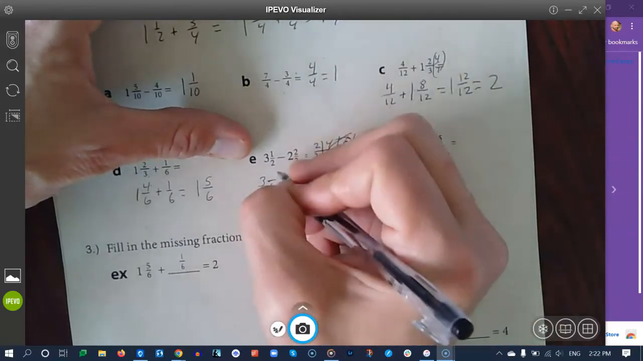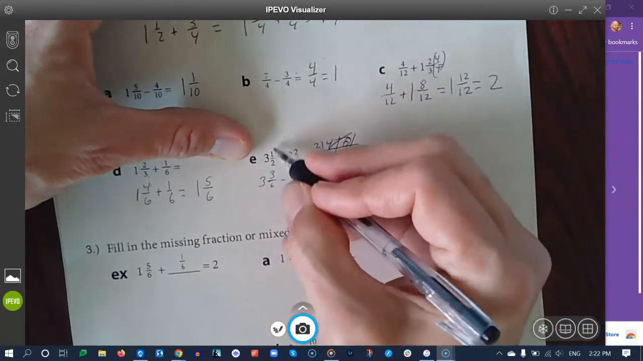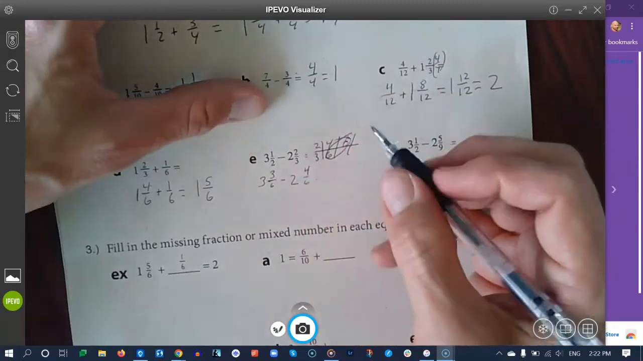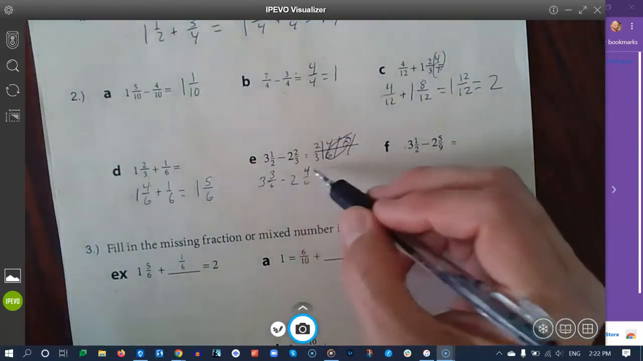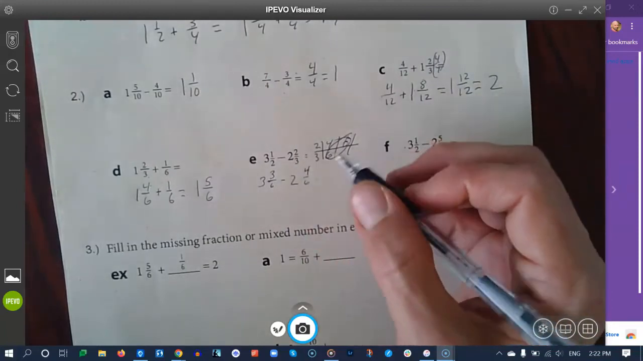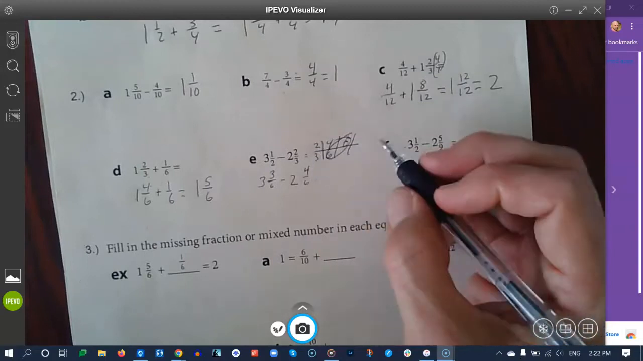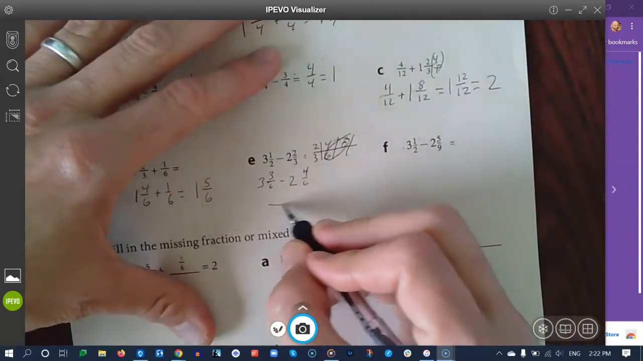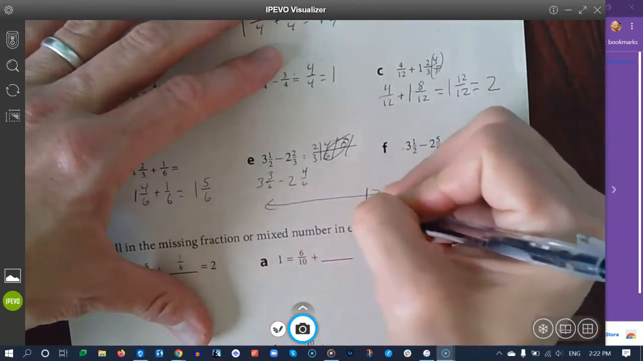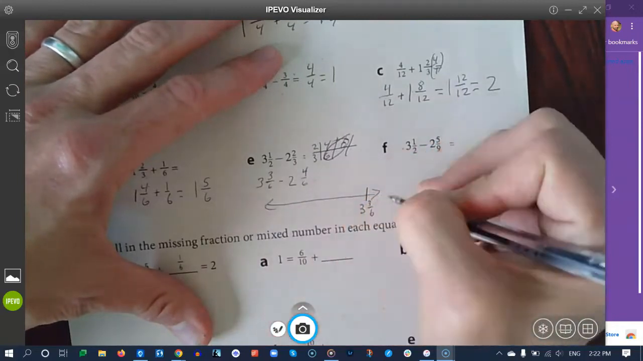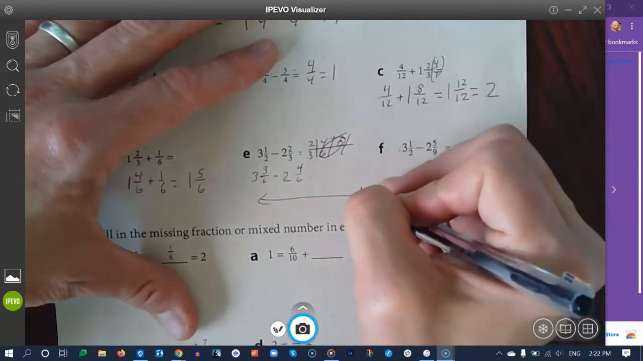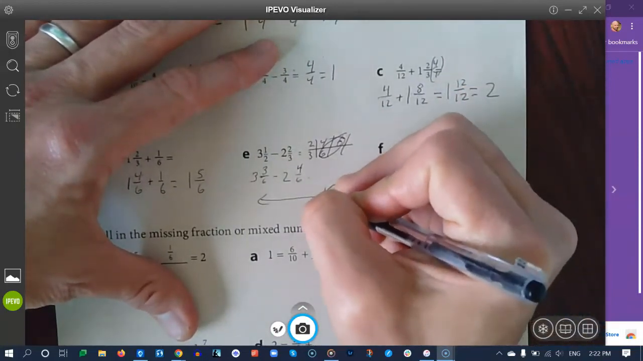So 1/2 equals 3/6, multiplying both by 3. 2/3 equals 4/6, multiplying both by 2. So now I have this 3/6 minus 4/6 over here. Oof. So now I have to start thinking, right? So here, I think I'm going to go to my handy dandy number line. So I start at 3 3/6, and I'm going to remove 2 4/6. So let me remove the 2 first.